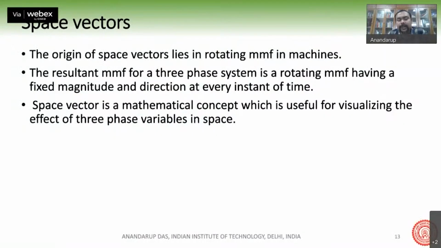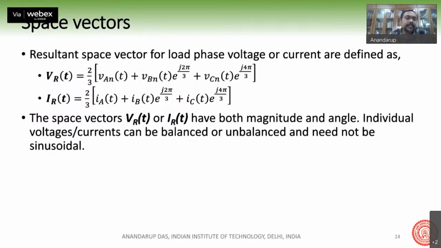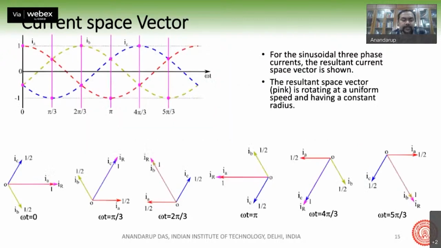So space vector PWM comes from space vectors, which is a mathematical concept, and it's very useful for visualizing the effect of the three-phase variables in space. Now, in this case, we can define the space vectors in such a way, VRT, this is the definition of space vector, which is valid both for balanced as well as unbalanced case. So this is a visualization of space vectors when you have a balanced set of phasors. Then you can see how the current space vector is rotating in space.